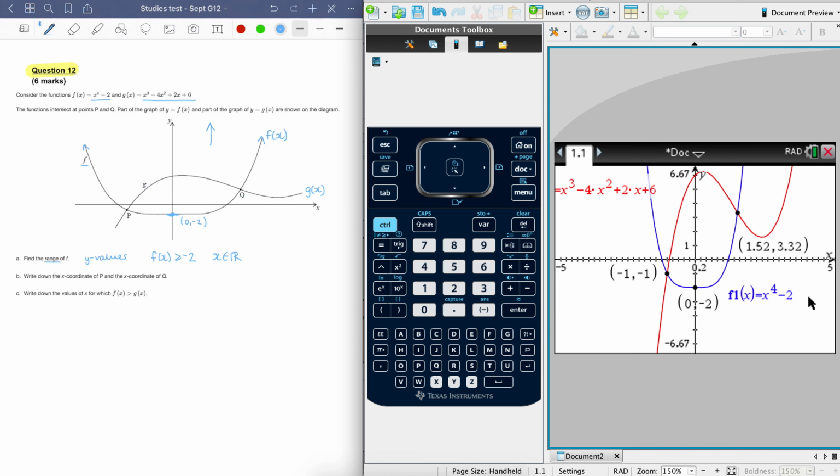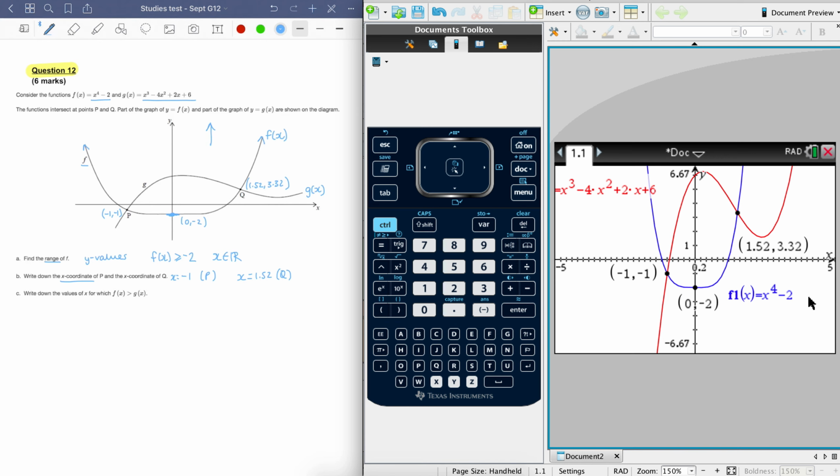So the exam question is asking me to write down the x coordinates only. So the x coordinates there are going to be minus 1, and that's equal to the one at P. So x is equal to minus 1 at P, and x is equal to 1.52, and that's at Q. And we can label on our function here, so minus 1, and 1.52, 3.32. It's always good to label them on because you might need them later.